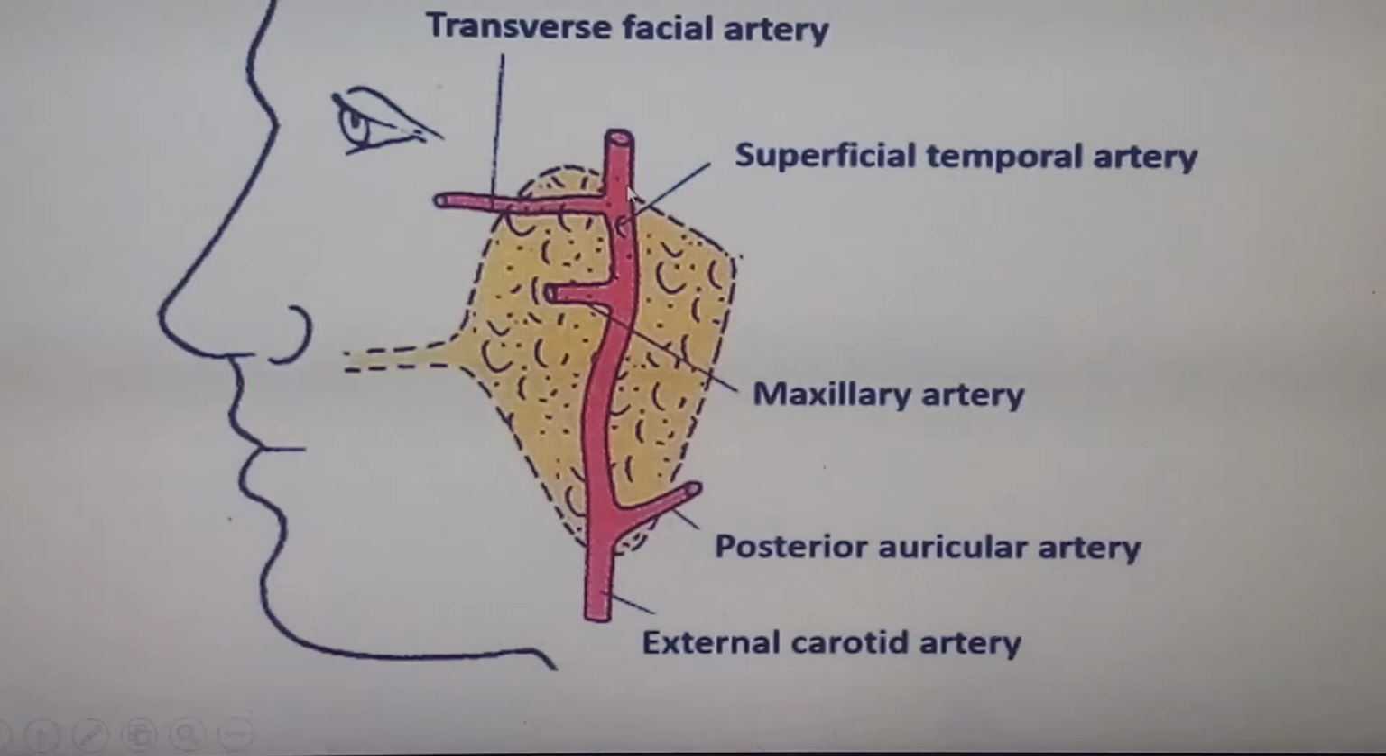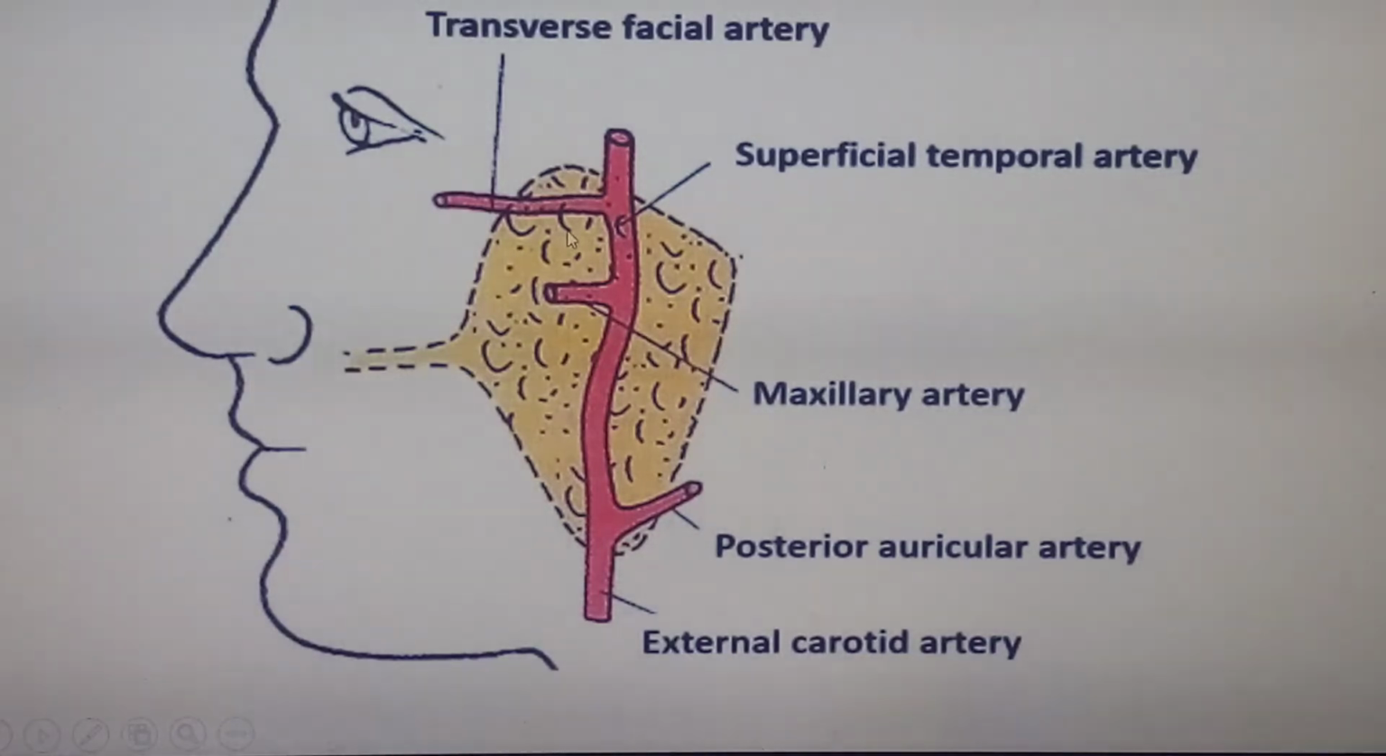But one thing that we know is that before it gets out of the substance of the parotid gland, the superficial temporal artery also gives a branch that runs across the face transversely, and that is why that artery is known as the transverse facial artery. So these are the arteries that we want to see running through the substance of the parotid gland.